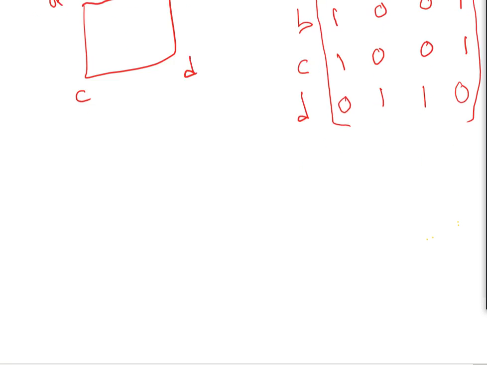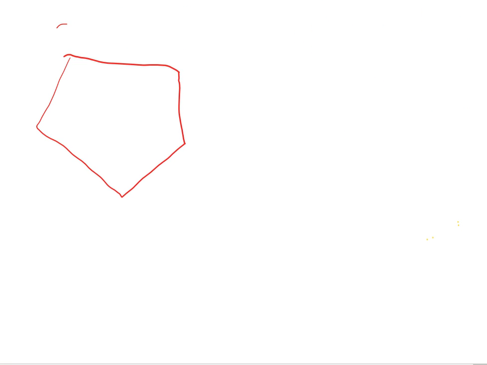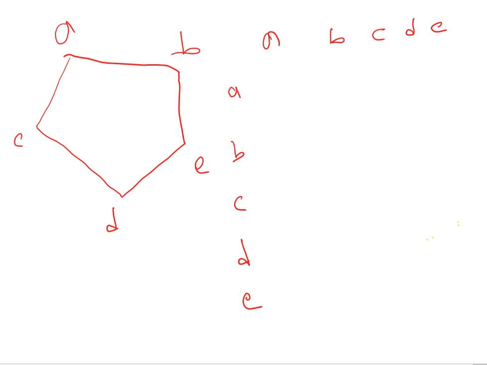Let me explain one more example for this. Take A, B, C, D, E. Now how many rows should be there? A, B, C, D, E. How many columns? 5, A, B, C, D, E. A to A, 0. A to B, A to C, A to D, A to E. Am I right? B to A, yes. B to B, 1. B to C, 0. B to D, 0. B to E, 1.